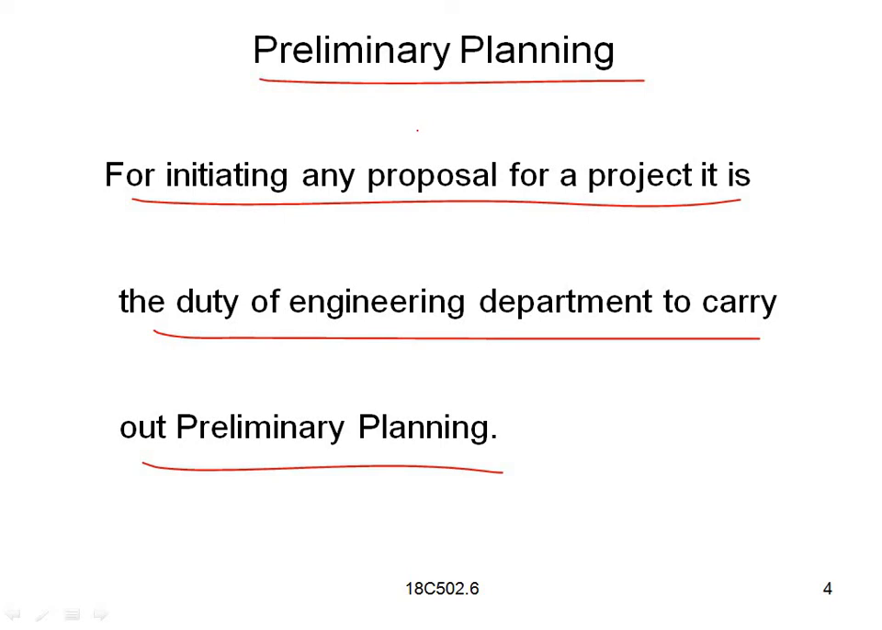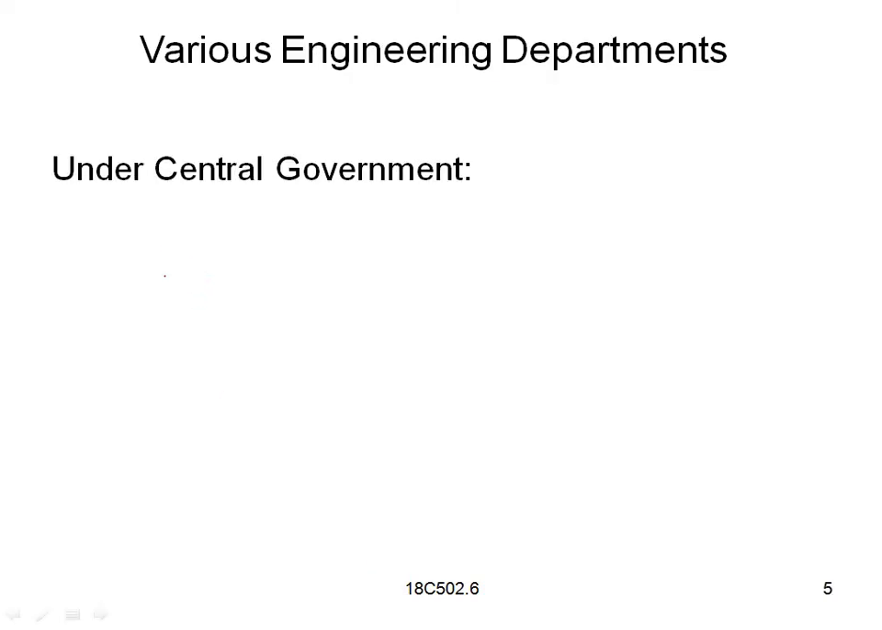We have seen the phases of a construction project: initiation, planning, executing, performance and monitoring, and the last one, closure of the project. All those stages are implemented in the engineering departments. Any proposal of a project should be approved or granted by the engineering department. Here we have some of the various engineering departments.